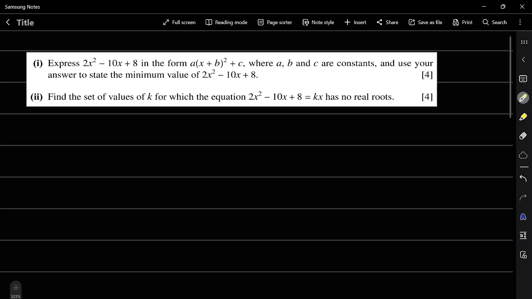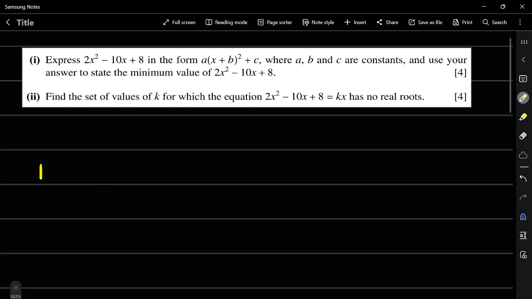In this video, we're going to be solving a few questions regarding quadratics and inequalities. Let's go over the first part. Express 2x squared minus 10x plus 8 in the form a(x minus b) squared plus c, so we have to convert this into the completing the square method, where a, b, and c are constants. Use your answer to state the minimum value of 2x squared minus 10x plus 8, basically y.